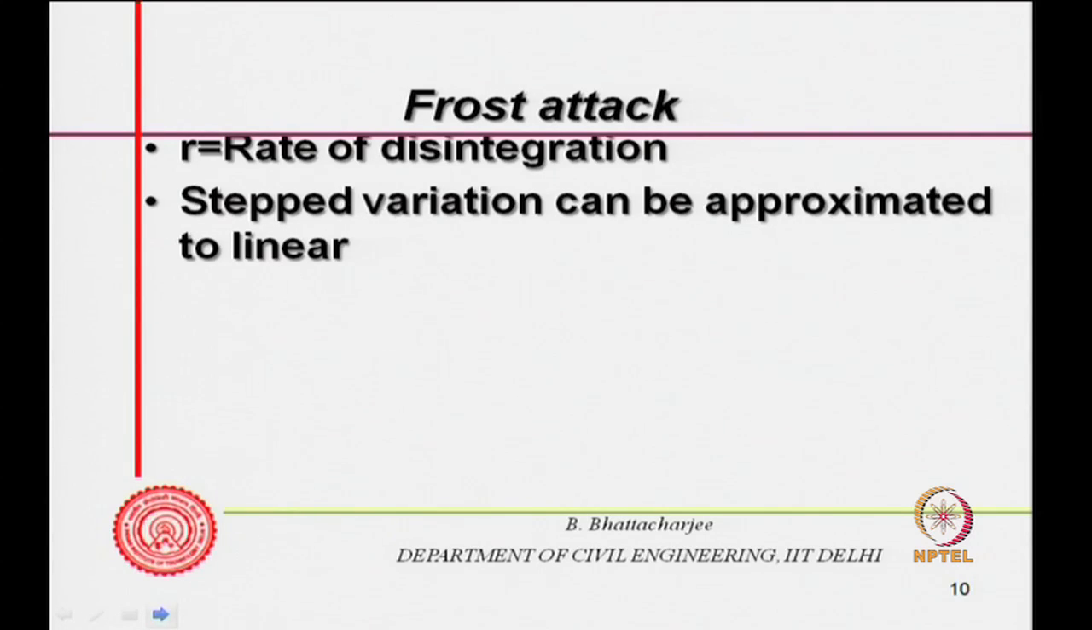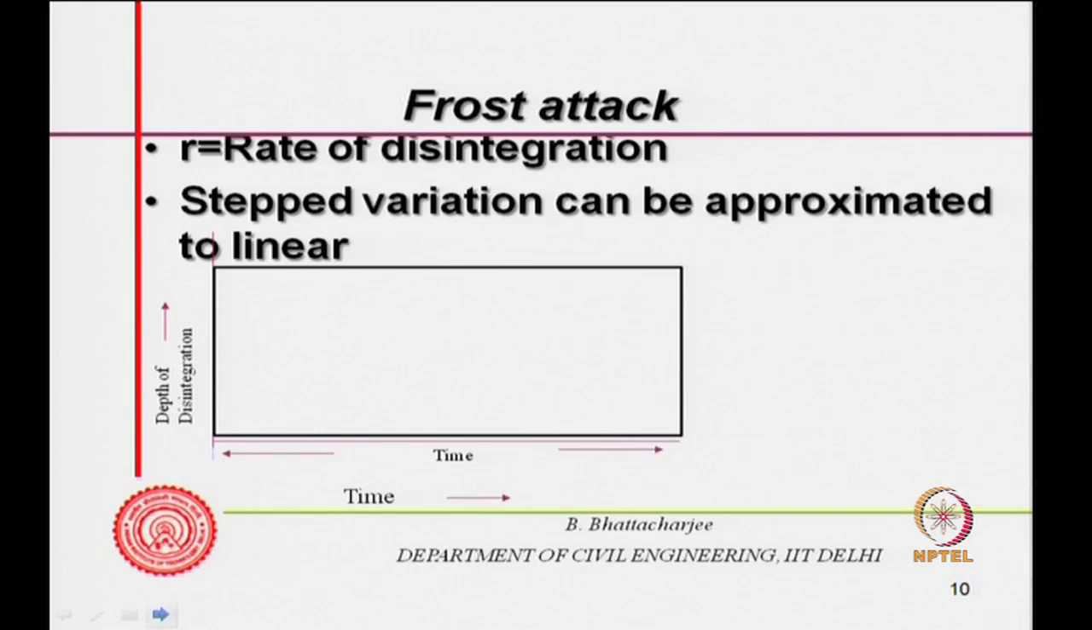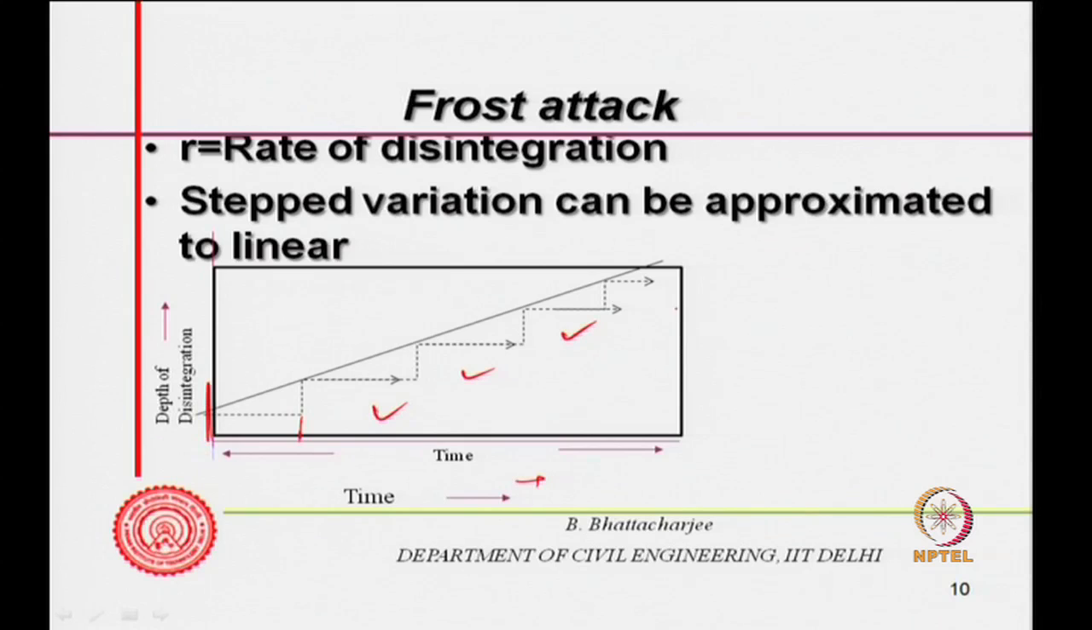There are similar other empirical models. For example, if you consider r as the rate of disintegration, one can assume a step variation like this. This axis is the depth of disintegration, this is time. In the first cycle, there is some depth, in the second cycle there is more, and so on. In every cycle the depth of penetration increases, and you can linearly fit this. So, depth of penetration can be linearly related to time. In other words, one can find out the rate, which will be the slope of this line.